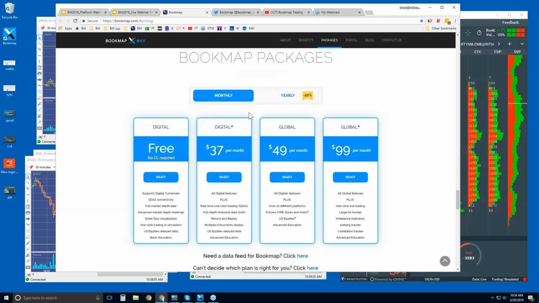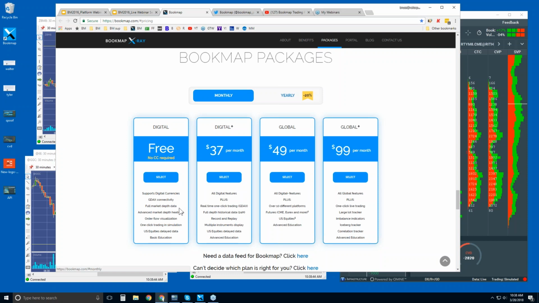Okay, subscriptions. Monthly or yearly, you get a 20% discount if it's yearly. And then the versions: it's digital and global. The regular digital version is free. You only get access to one digital currency, and it is live. Everything is free. There's no fee for the data or anything. It's a full working copy of the basic Bookmap version, but you don't get the advanced education, nor do you get full support.